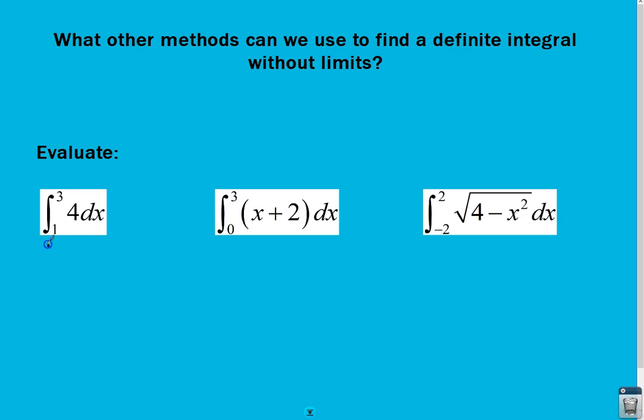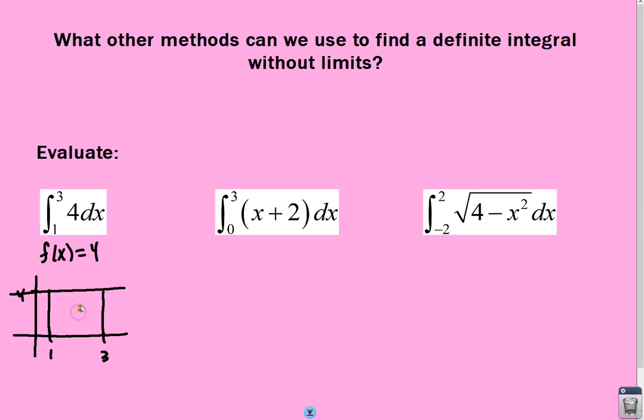My function is simply the constant function 4. So if I were to think about what this looks like graphically from 1 to 3 up to 4, well, that's the constant function. So f of x equals 4 is just the constant function. But I only want it from 1 to 3. So it's essentially just this little bit of area.